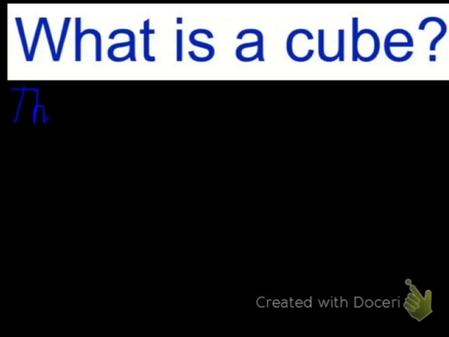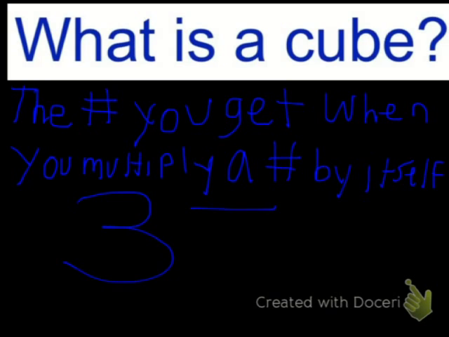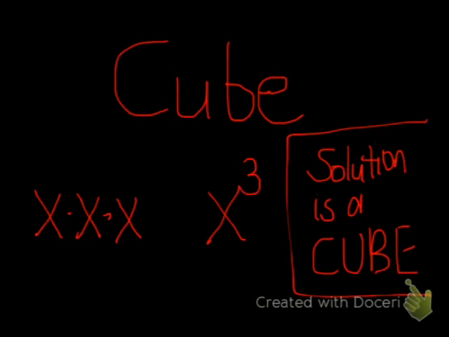So, what's a cube? Well, the cube is the number you get when you multiply another number by itself 3 times. So, a cube can be written as x times x times x, or x to the third. The solution to either of these expressions would be a cube.